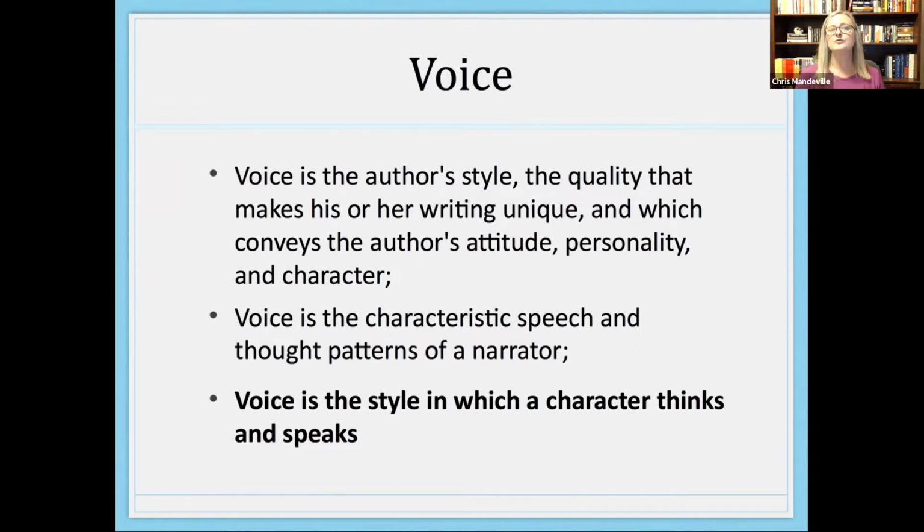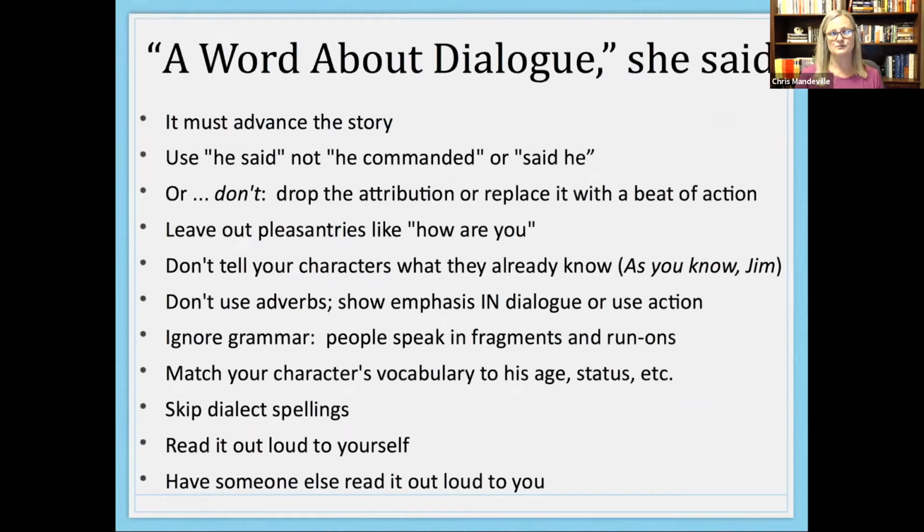And there are rules to dialogue. And with dialogue, like with point of view, you pretty much want to stick with the rules, especially as a beginning writer or a beginning novelist. You may be experienced in other media. So here are the rules, according to me. Dialogue must advance the story.